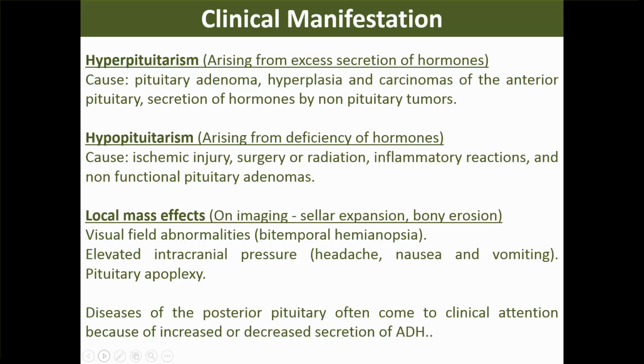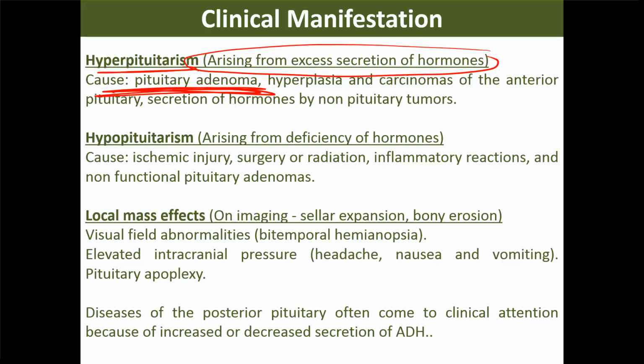So now coming to the certain clinical manifestations seen in pituitary diseases. Pituitary diseases can increase their hormones. It is called hyperpituitarism. So what causes them to produce more hormone? One of the most common ones is pituitary adenoma, and hyperplasias can happen, carcinomas of the anterior pituitary can happen.